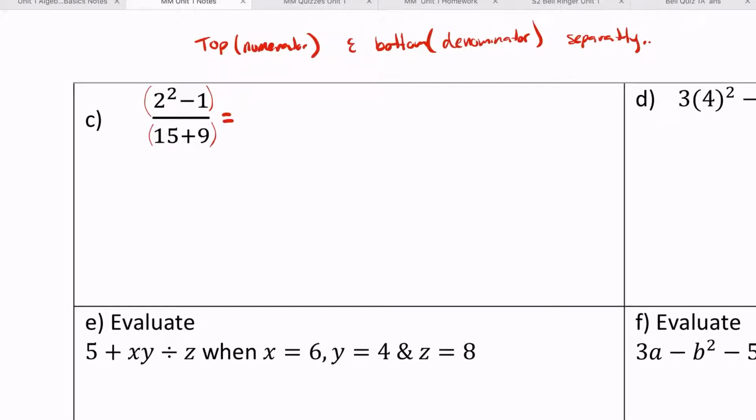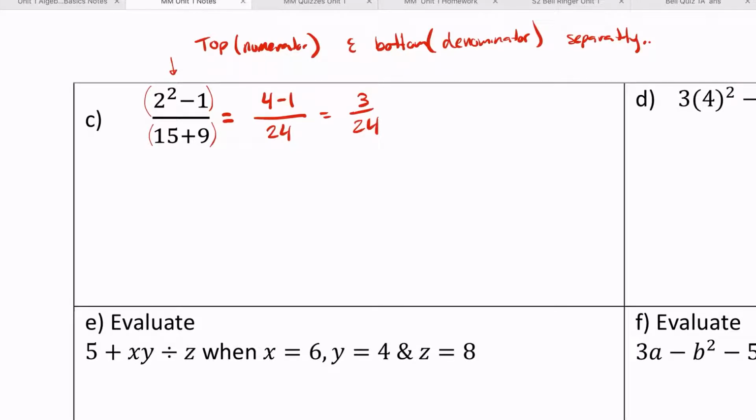So here, when we look at the top, we're going to do PEMDAS: parenthesis, exponents. Okay, first exponent would be 2 squared, which is 4. And then we do the same at the bottom. We don't have any exponents or multiplication or division. We have addition, so we can add 15 and 9. That would give us 24. Okay, and then we can evaluate the top. Again, that gives us 3 over 24.